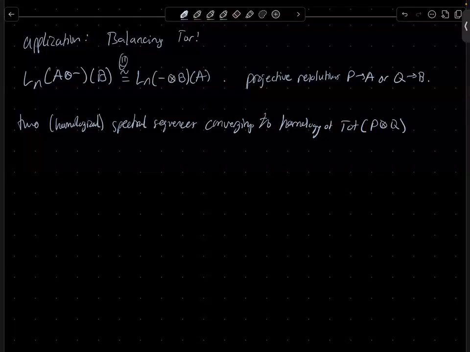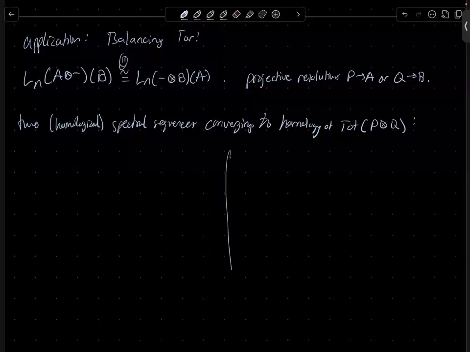And so, what is this double complex P tensor Q? It's what you think it is. At every (p,q), you just take P sub p and Q sub q, and you tensor them together, and you form a grid. This grid should be concentrated in the upper half plane, right? Okay, don't worry about it. It doesn't matter that much. But it's a double complex, and it's nice enough that you can actually calculate things explicitly with it.